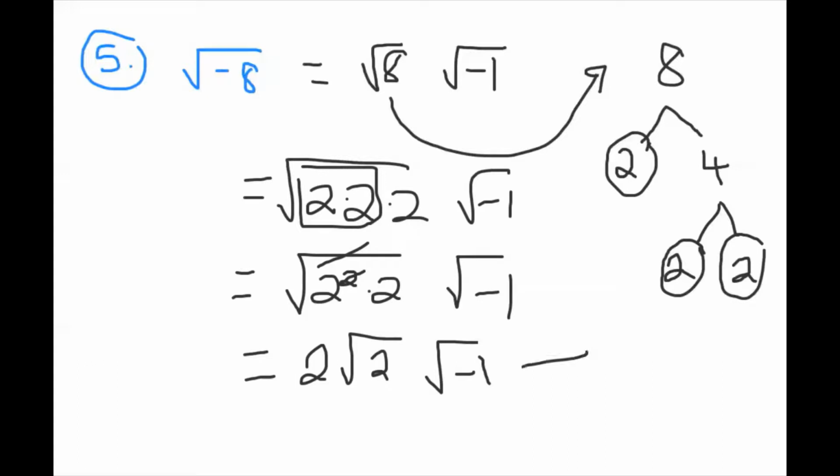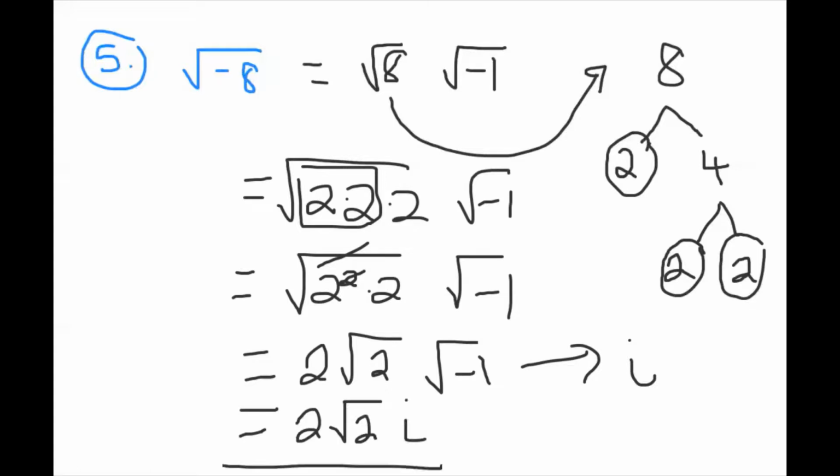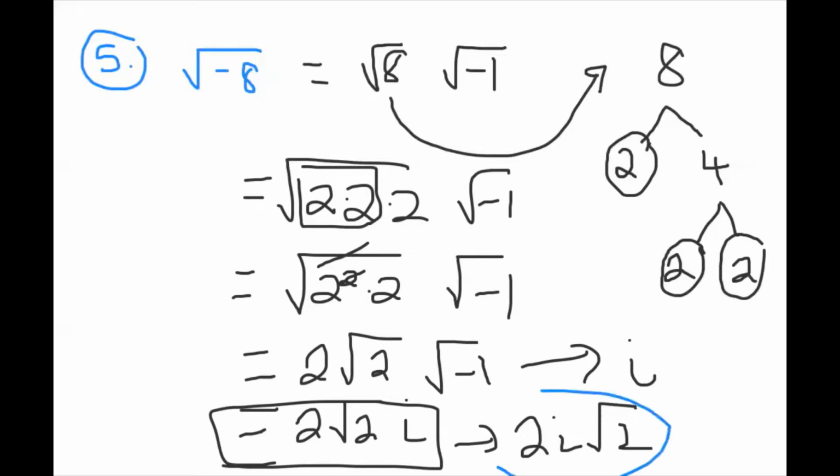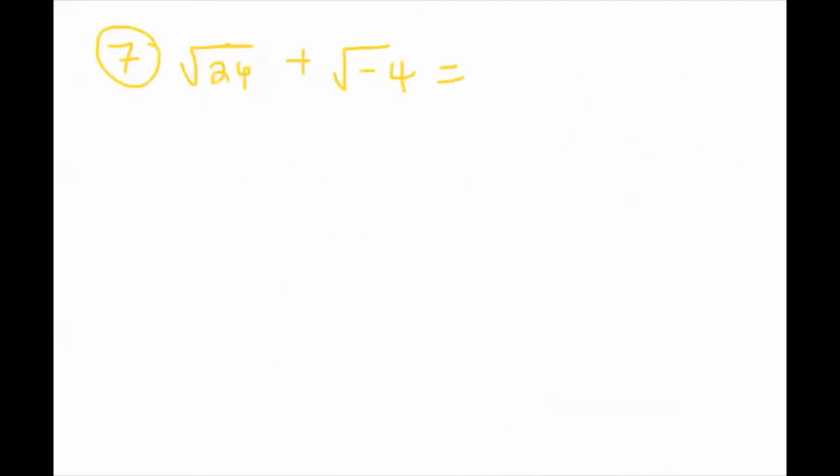The square root of -1 equals i. This is the correct answer, but conventionally we would write that i in front of the square root. It's the same number, it just looks nicer, and in math we like things to look nicer. That's why we have simplifying. Last question that I want to go over with you is number 7.